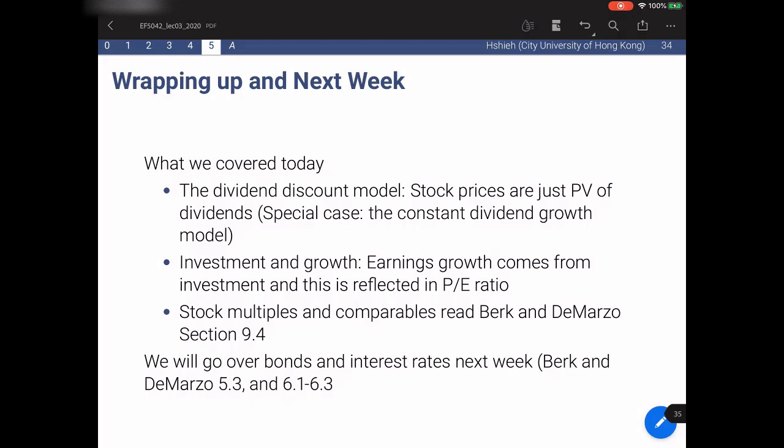All right, so that's it for this lecture. Next week, we will talk about bond valuation and interest rates. And we will eventually get to the point where we come up with a model for the opportunity cost of all assets. Okay, that's it for now, and have a nice day.